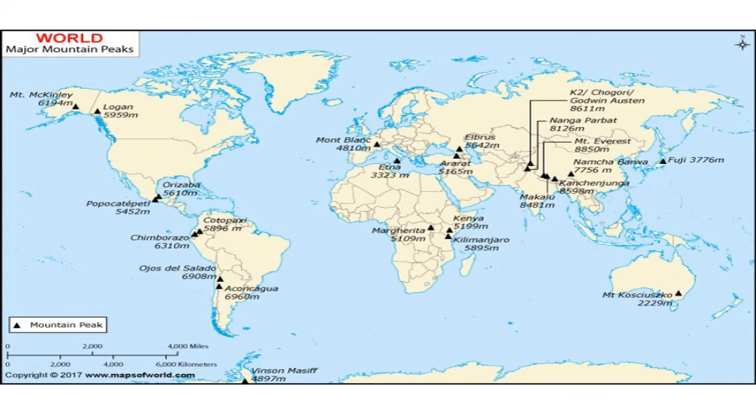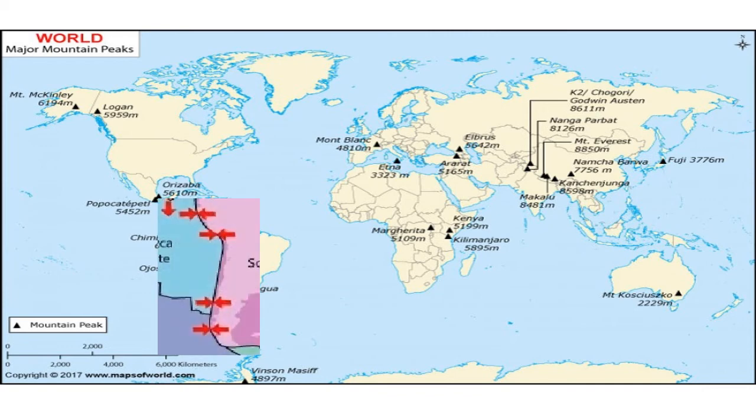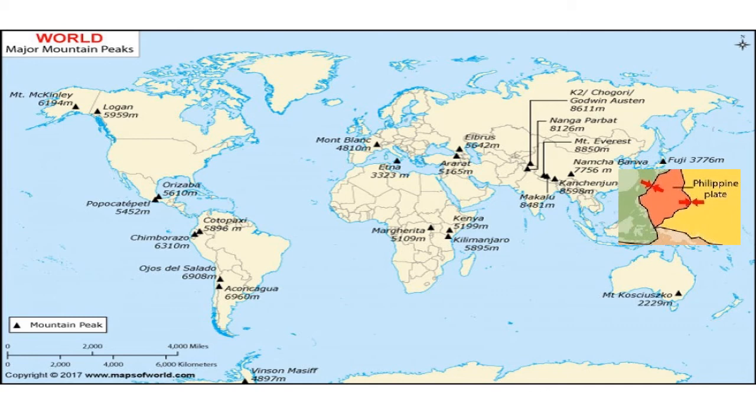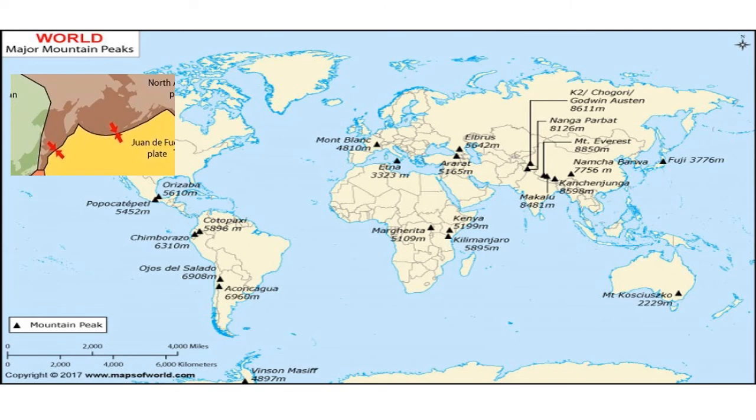The position of mountain and mountain ranges can also be related to plate boundary. The mountain ranges along South America are caused by the interaction between the South American plate and the Nazca plate, while the Himalayan mountain ranges are caused by the collision between the Indian plate and the Eurasian plate, and the Luzon Sierra Madre mountain ranges are caused by the interaction between the Philippine plate and the Pacific plate. The North American mountain ranges are caused by the converging Pacific plate and North American plate.